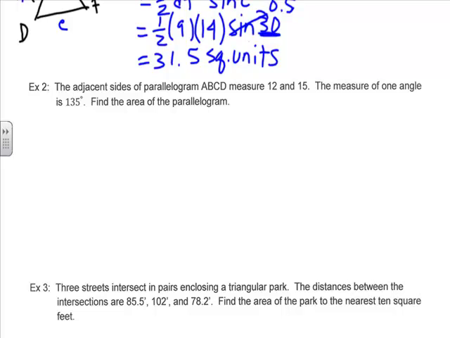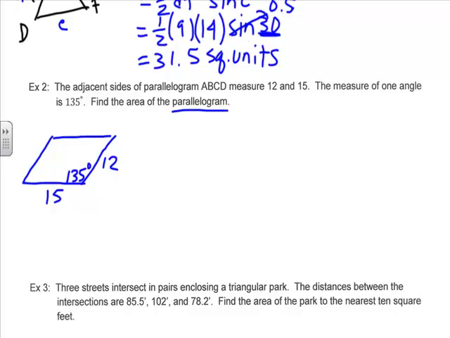So, adjacent sides of parallelogram ABCD measure 12 and 15. The measure of one angle is 135. Find the area of the parallelogram. So, draw a picture. This is the picture I have a tendency to draw when I draw parallelograms. So I'm going to label this 135 because my eyeball is looking at it. It looks like that's the obtuse angle. And then I have two sides, so we'll call this 12, we'll call this 15. And I need to figure out what the area is.